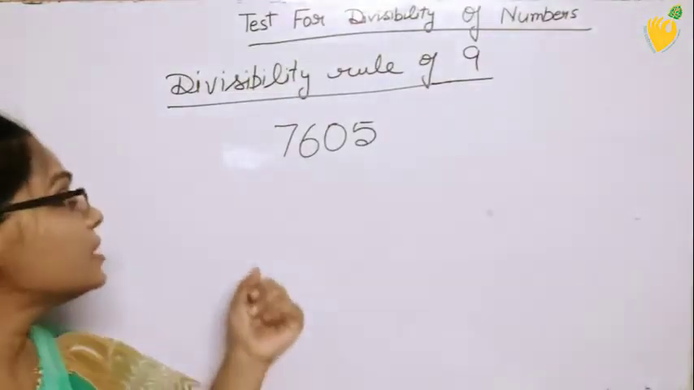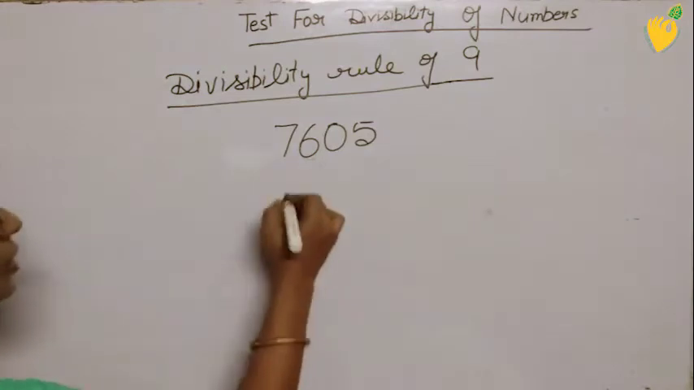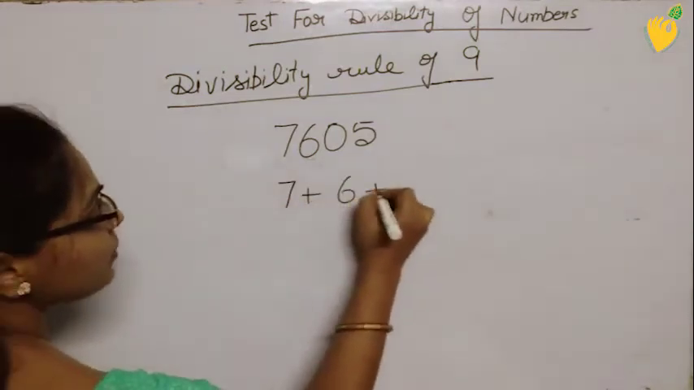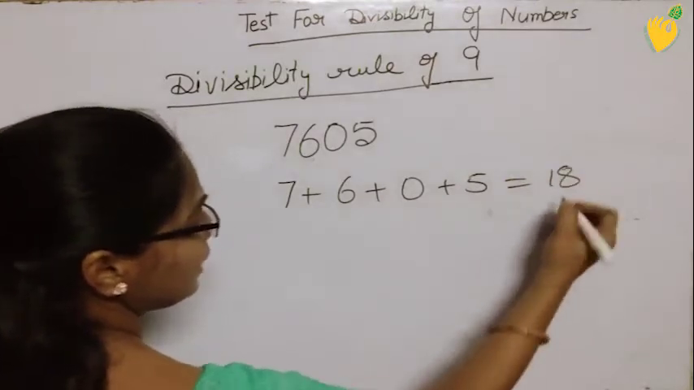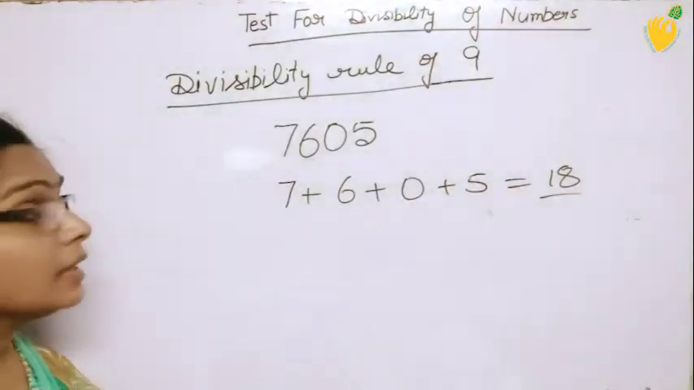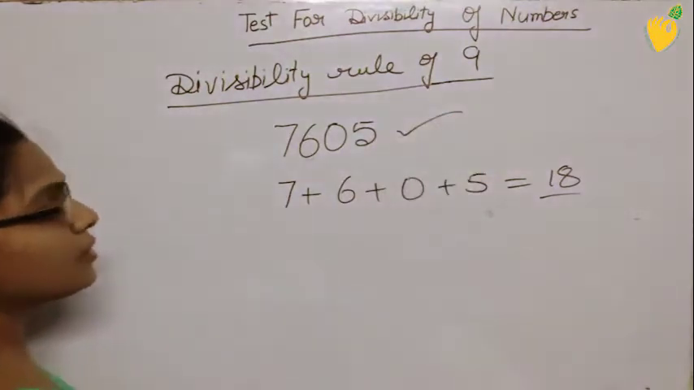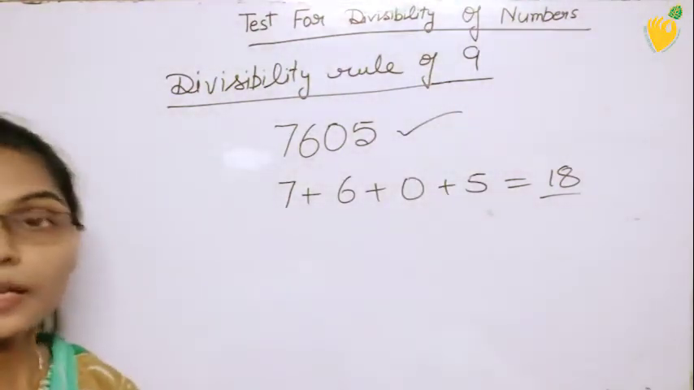Let's take another example. 7605. 7 plus 6 plus 0 plus 5 is 18 and 18 is divisible by 9. Therefore, 7605 is also divisible by 9.